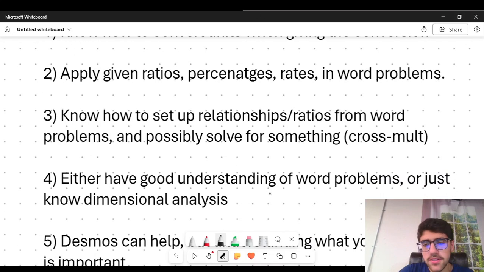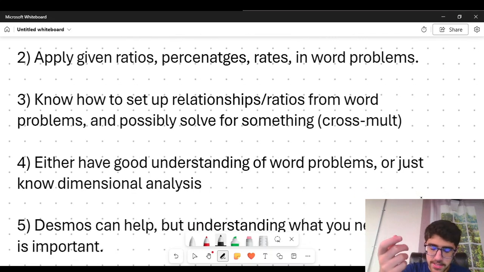You need to have a good understanding of word problems or just know dimensional analysis. Sometimes they might give you miles per hour, and then they want you to convert it to miles per day, for example. Or let's say they want you to go from miles per day to miles per week. You could just say, okay, they give you the rate in days, they want you to change it to weeks, so I know there's 7 days in a week.